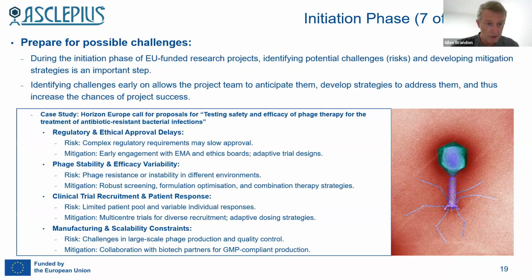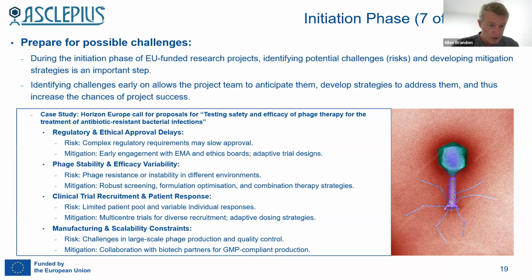What could be the mitigation measure? Well, early engagement with EMA and ethics boards, adaptive trial design might be an approach. Another risk we are likely to face is phage stability and efficacy variability. So the risk is phage resistance or instability in different environments. What could be a mitigation measure? Well, we could implement robust screening, formulation optimization, and combination therapy strategies.